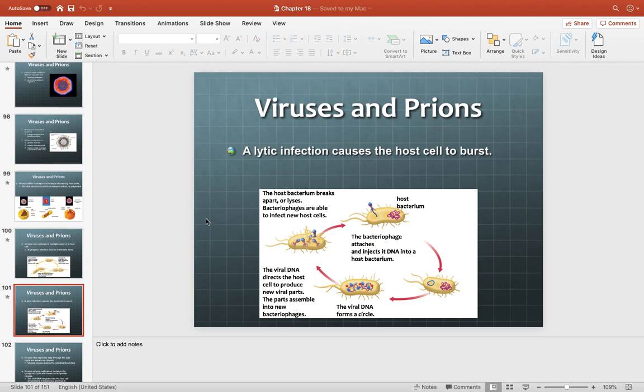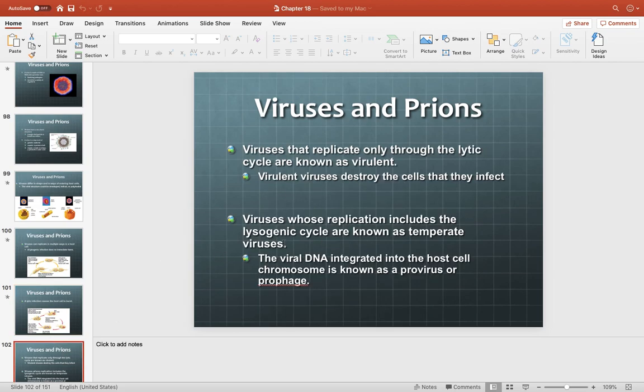A lytic infection causes the host cell to burst. When it bursts, it lets everything out, and that's when it causes an infection. Infections that replicate only through the lytic cycle are known as virulent. Virulent viruses destroy the cells that they infect. A lysogenic infection will infect you later, not right when you get the virus.